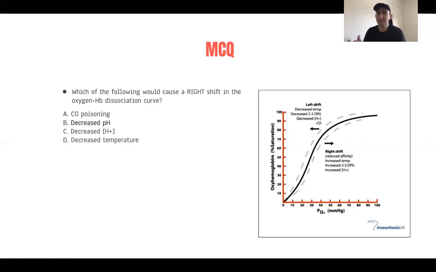So just as a ballpark figure, let's say 90% of the available spots on the hemoglobin train were binding oxygen previously. Okay, let's say there are 100 spots on this hypothetical train.